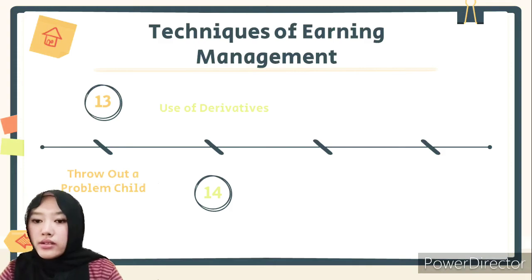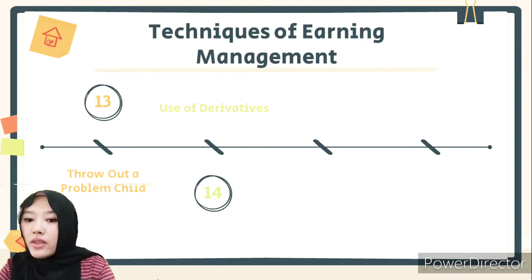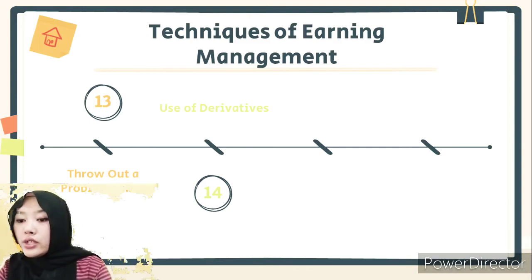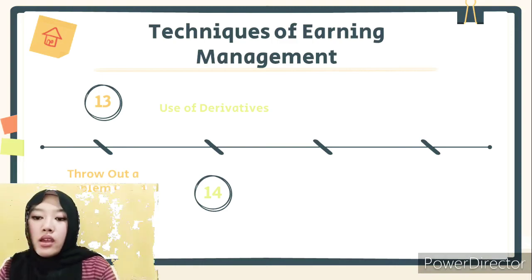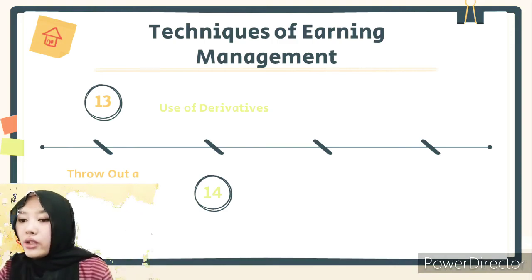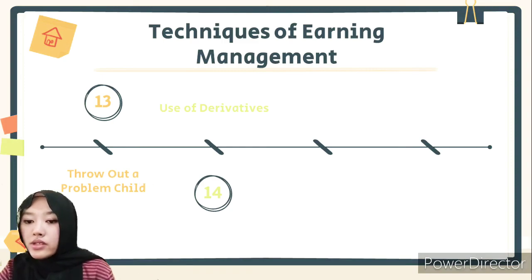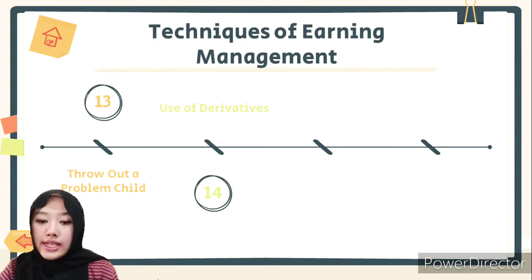And the next one is throw out a problem child. It involves the manager's judgment to dispose of a subsidiary when the group's earnings are dragged down by a non-performing or less performing subsidiary, with the purpose of saving or improving the group's financial result. Actions taken might include the outright disposal of the subsidiary, spinning off the subsidiary, or creating a special purpose entity or SPE for financial asset and equity exchange.